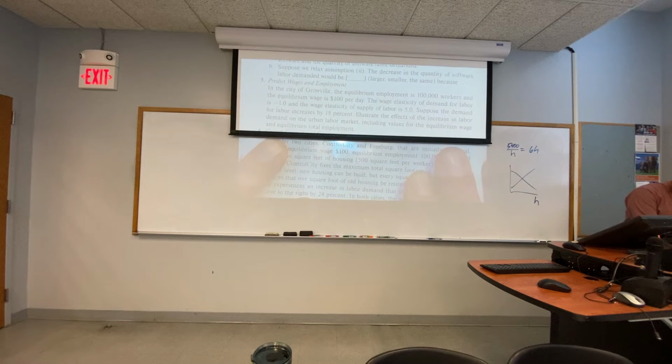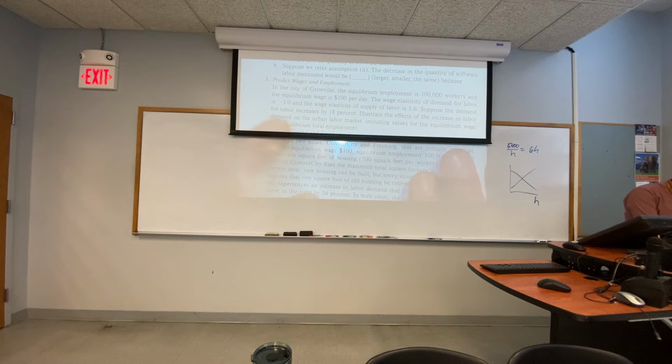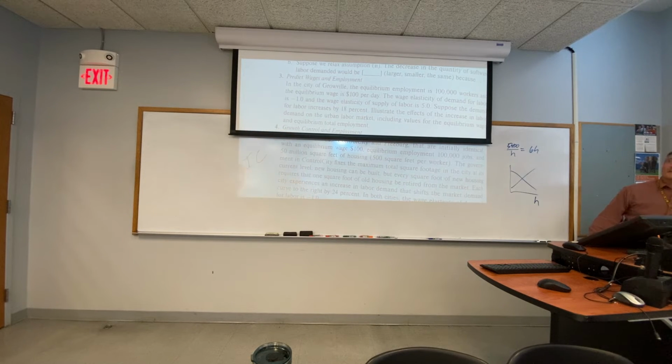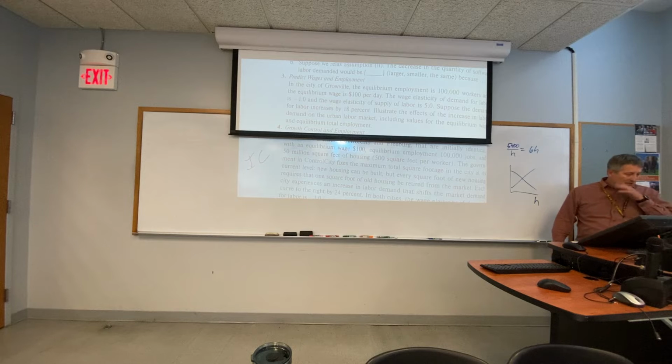All right, predicting wages and employment. In the city of Groveville, the equilibrium employment is 100,000 and the equilibrium wage is 100 per day. The wage elasticity of demand for labor is -1. The wage elasticity of supply is 5. Suppose the demand for labor increases by 18%. Illustrate the effects of the increase in labor demand on the urban market. Include the values for equilibrium wage and total employment. Okay, who's got an answer?